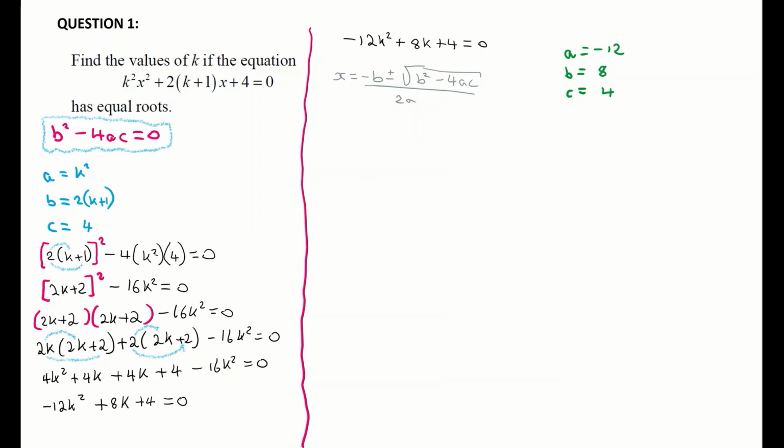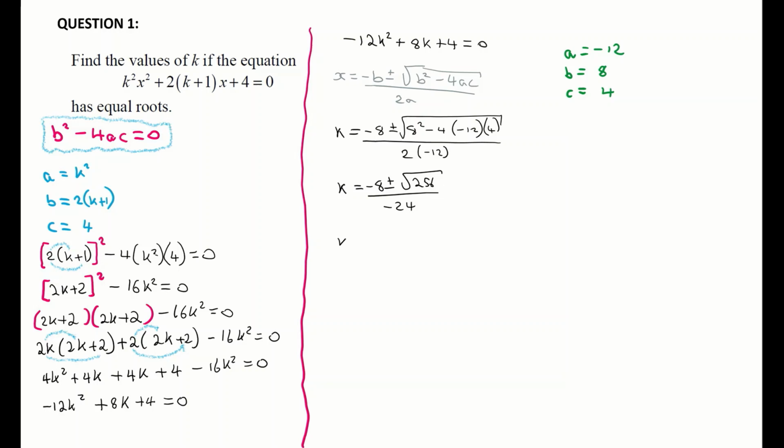And I'm just going to sub that in now to my formula. So instead of an x, it's going to be a k. So k is equal to minus b, which is minus 8, plus or minus the square root of b squared, which is 8 squared, minus 4 times a times c, and that is all over my 2 times a, which is 2 times minus 12. And I'm going to evaluate that, and that is giving me k is equal to minus 8 plus or minus the square root of 256 all over minus 24.